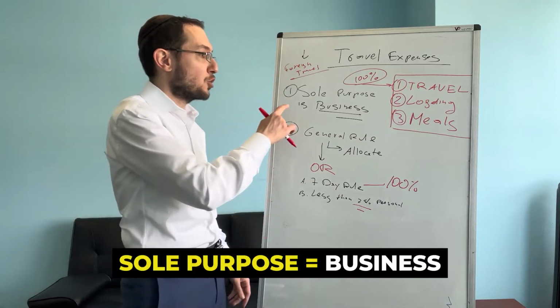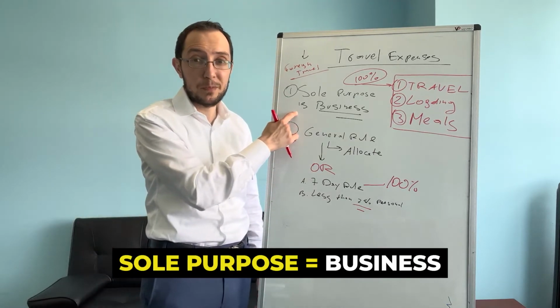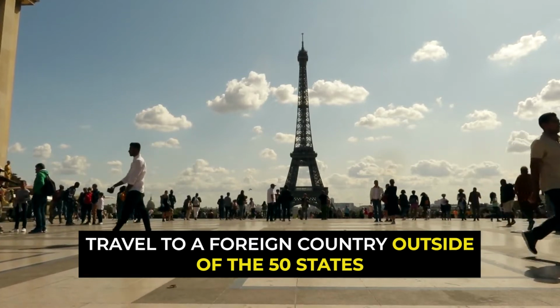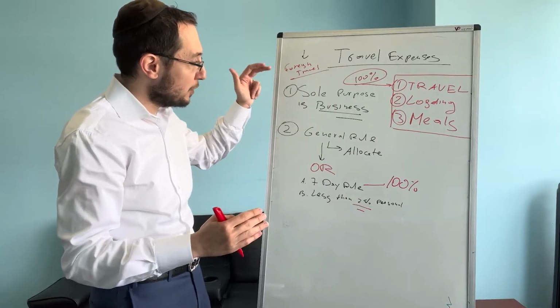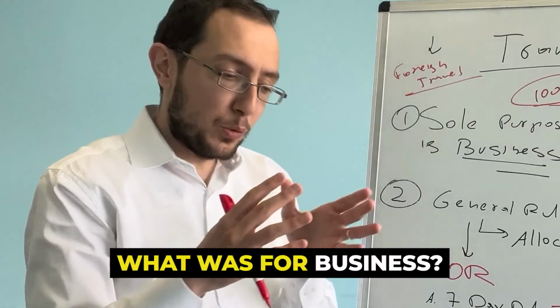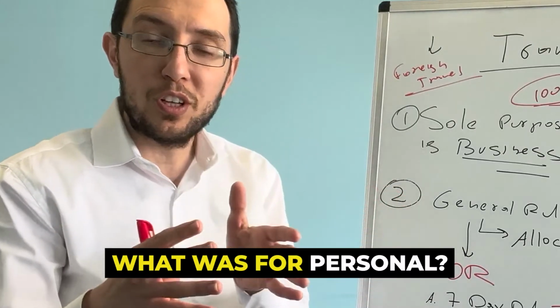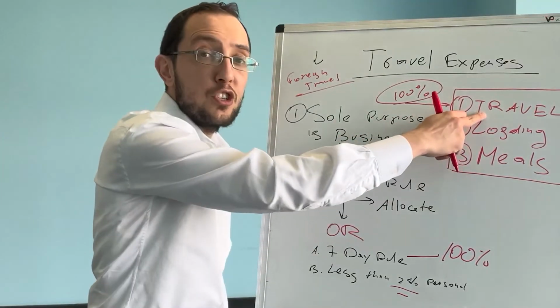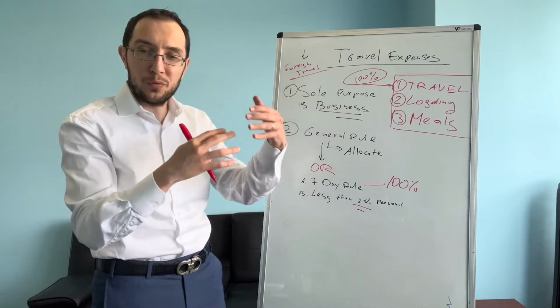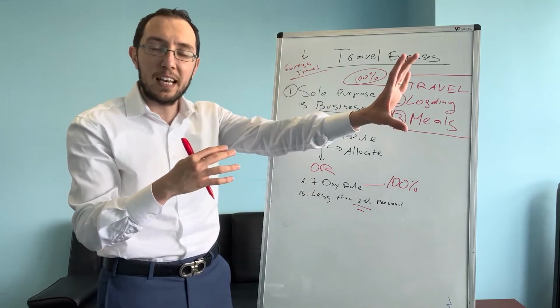Again, the sole purpose has to be business. You're traveling to a foreign country that is outside of the 50 states, right? The general rule is that you would have to allocate what was for the business and what was for the personal, and that's how you can deduct travel. And we said travel includes what you paid for the airfare to get to that destination.